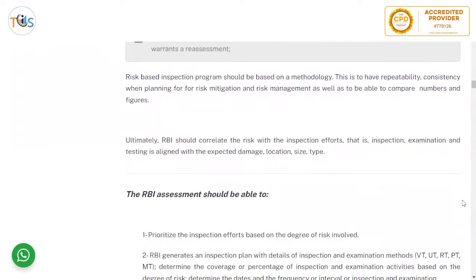A risk-based inspection program should be based on a methodology. This is to have repeatability and consistency when planning for risk mitigation and risk management, as well as to be able to compare numbers and figures. Even the software you are using should be the same software, because the logic is different for RBI. So the methodology should be constant when you are comparing two assessments against one another, because the parameters might have been different, the units might have been different. So it should be similar assumptions and similar methodology.